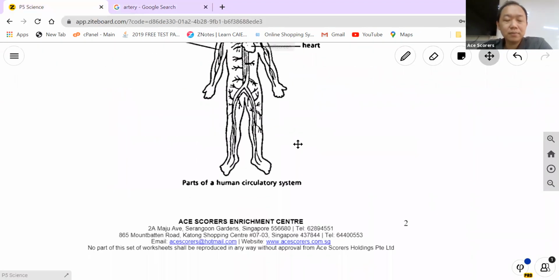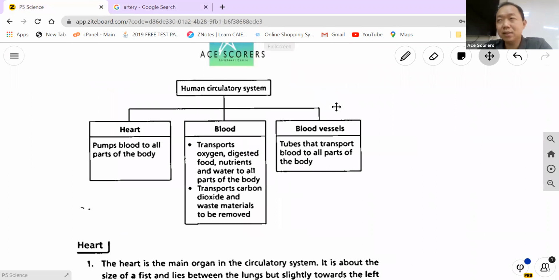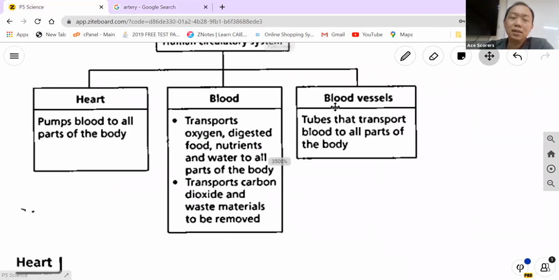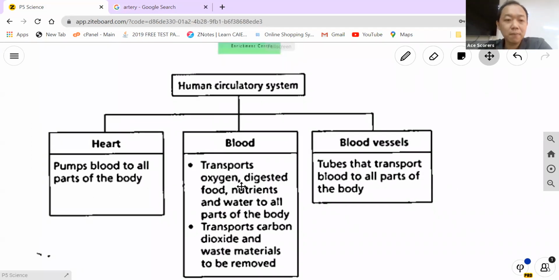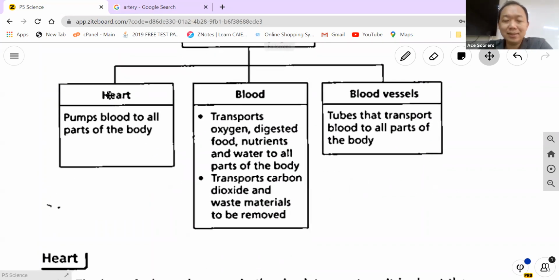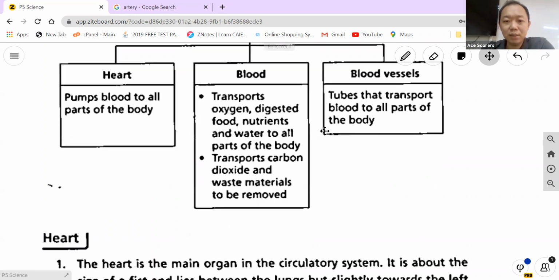Next one. So you can see over here, the heart, the blood, and the blood vessels. These are the three main components of the human circulatory system that we need to know. So the heart, what's the purpose of the heart? It pumps blood to all parts of the body. Blood basically transports oxygen, digested food, nutrients, and toxic waste materials to be removed. Right, blood vessels, the arteries, veins, and capillaries, they are the ones that allow the transportation to happen.